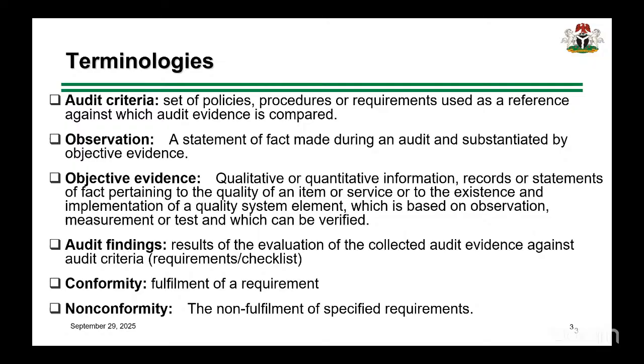We have what we call audit findings. So audit findings is the result of the evaluation of the collected audit evidence against the criteria, which is like the requirement or the checklist. The conformity is the fulfillment of a particular requirement. The non-conformity is the opposite of conformity. A non-fulfillment of a specific requirement is known as non-conformity or non-conformance.